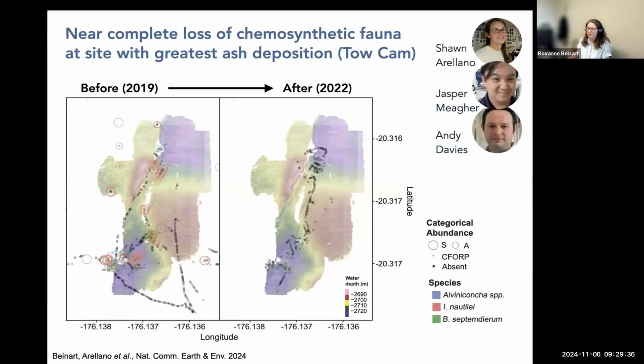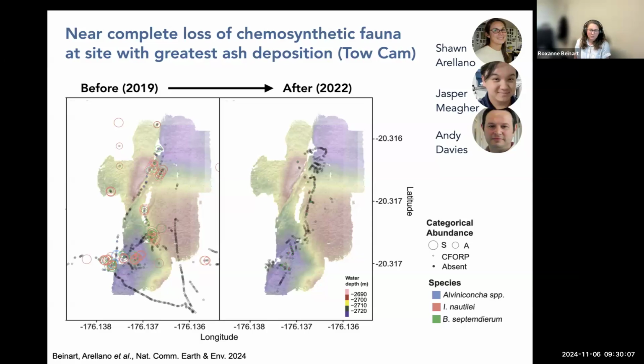And so we were actually able to quantify these observations, and this was published this year in Nature Communications, Earth and Environment. If you're interested in seeing the details of this, this is a collaboration with Sean Ariano, as well as Andy Davies from URI and his student Jasper Meager. We were able to use the footage from 2019 and from 2022 to come up with a semi-quantitative measure of the change in animal abundance before and after the eruption.